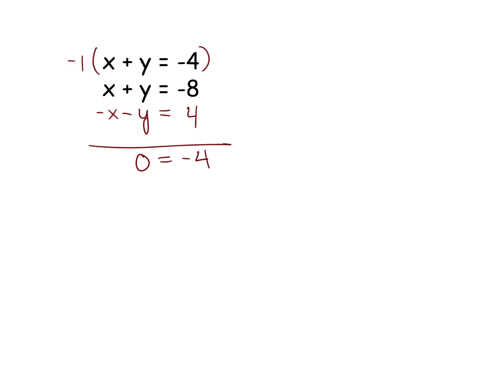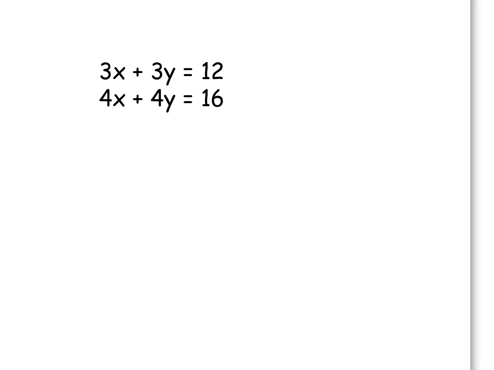What happens when you lose your variable and you get a false statement? No solutions. And if there's no solutions, what would the graph look like? Probably parallel. Definitely parallel. And how would we classify it? Inconsistent. Okay. Got another one?